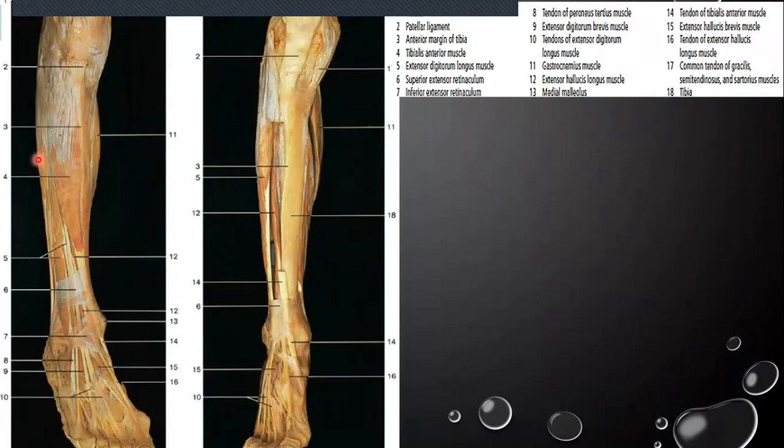Then on this image, it is this, but we have cut and removed the tibialis anterior to show you clearly the extensor hallucis longus here, and the line lateral to it, this must be the extensor digitorum longus muscle.